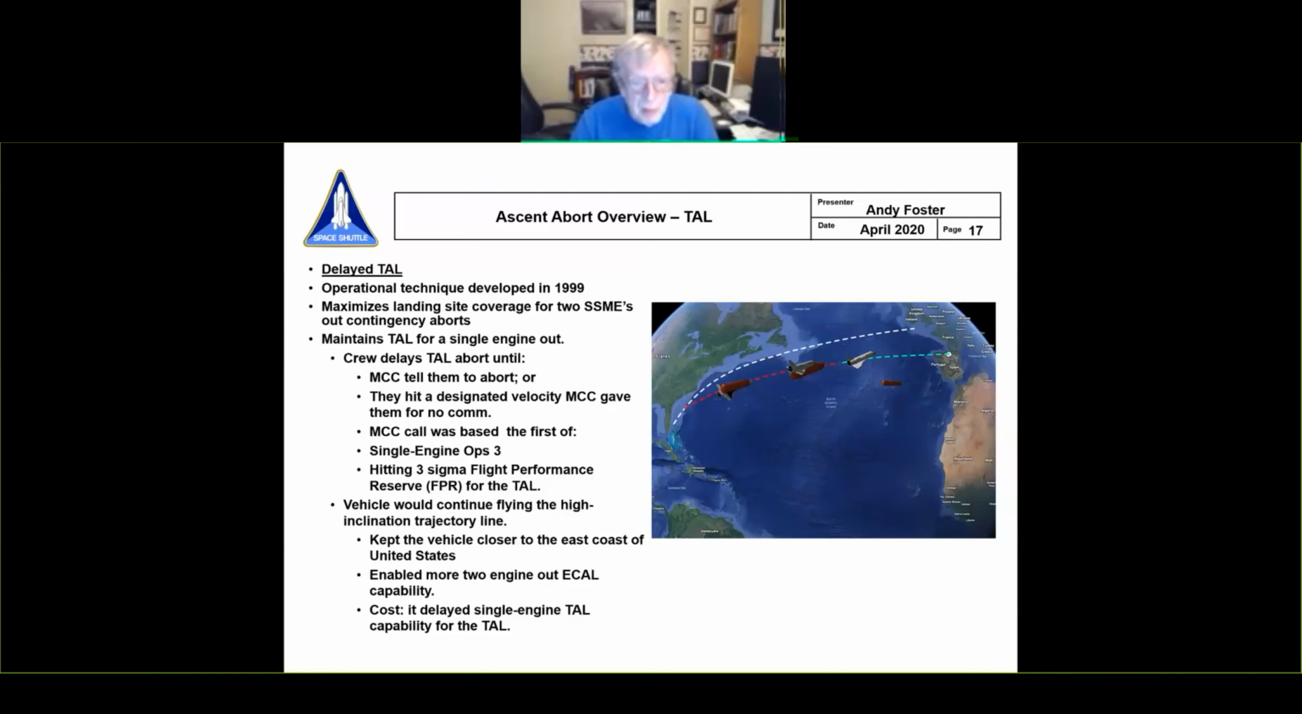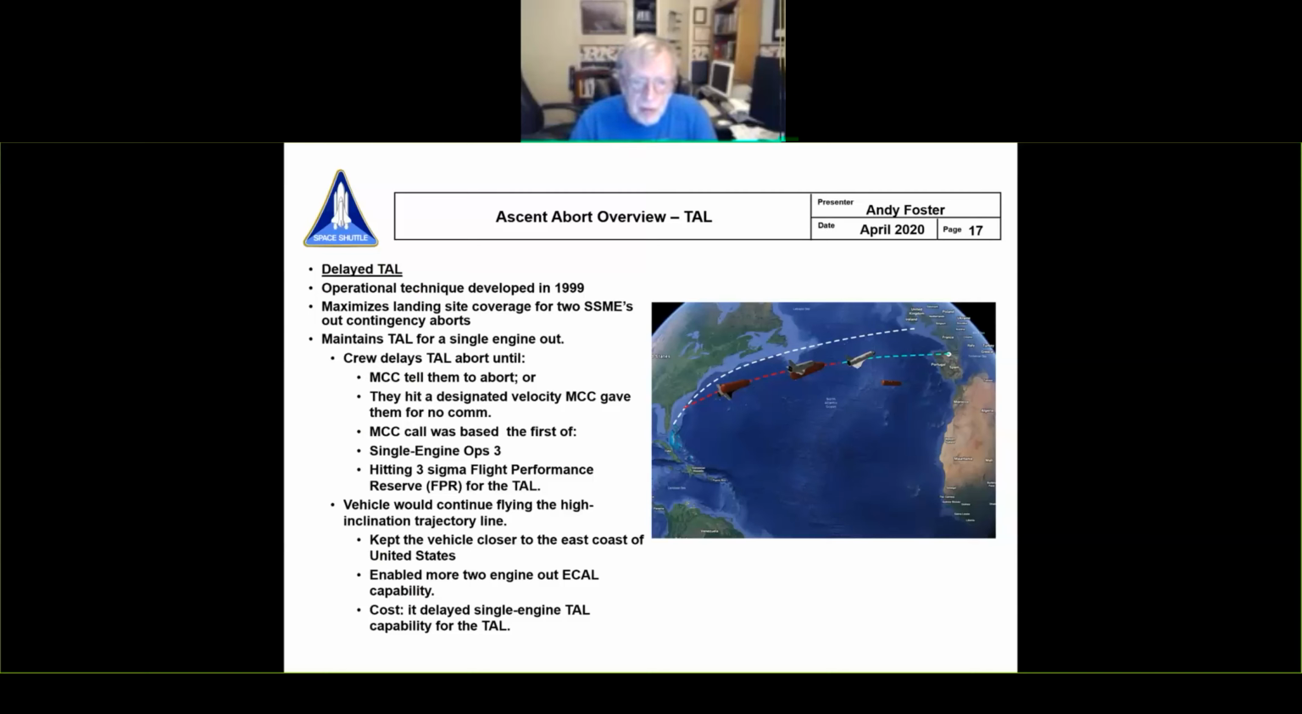We always held back some main engine performance that we called a flight performance reserve. Of course, we managed these things statistically. So when you were starting to hit 3 sigma FPR, or flight performance reserve, for the TAL, that was the point where you're starting to actually endanger completing the TAL. And so we would tell them abort TAL now. This was called delayed TAL. We put it in our pockets as an operational technique starting in 1999.